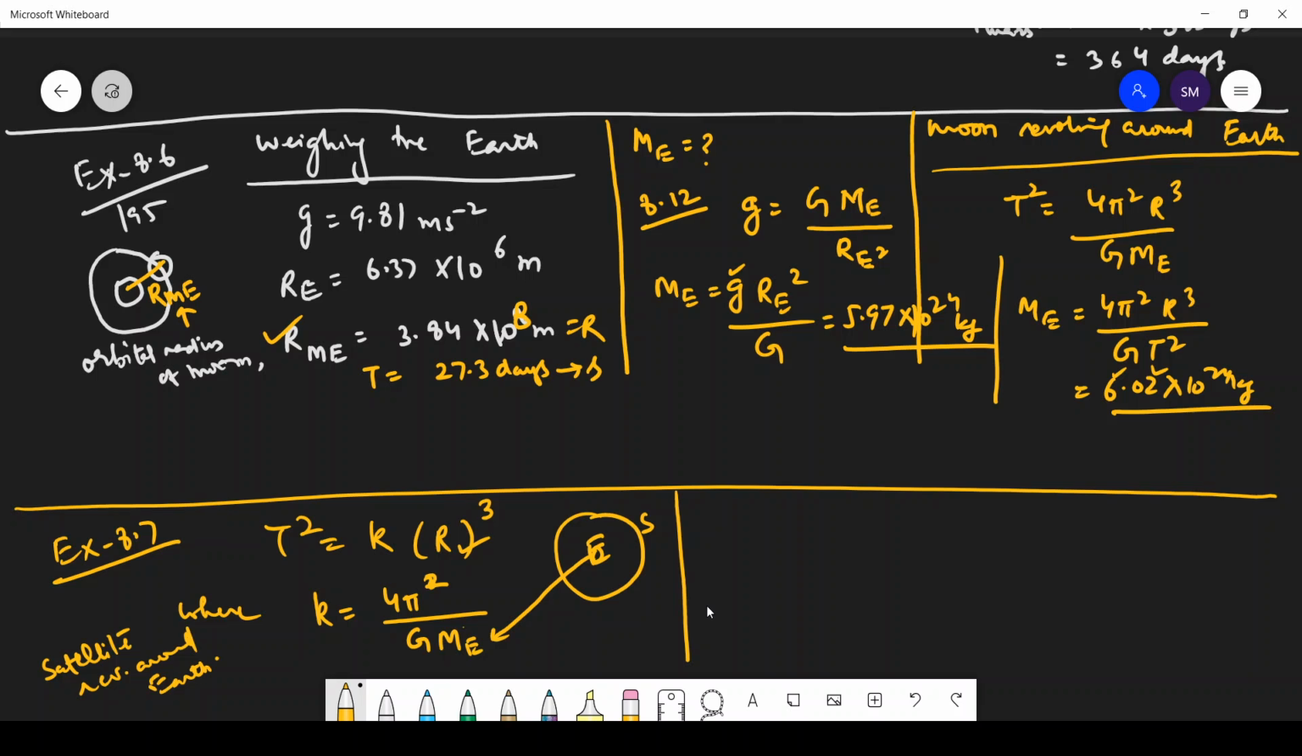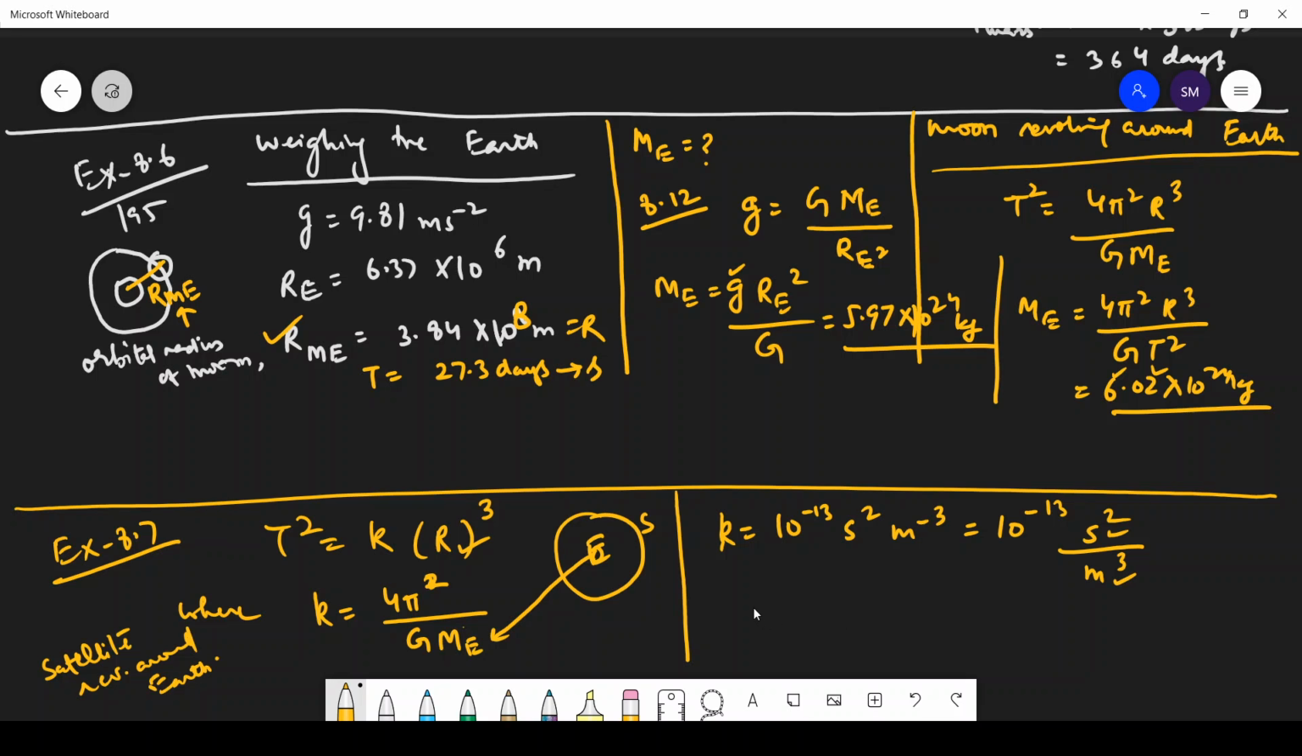Okay, now what's the question? The question is that K is given to you. K is equal to 10 to the power minus 13 second square divided by meter cube. That is given to you. Now you have to express this K in days and kilometers. So change this second to days and this meter to kilometers.